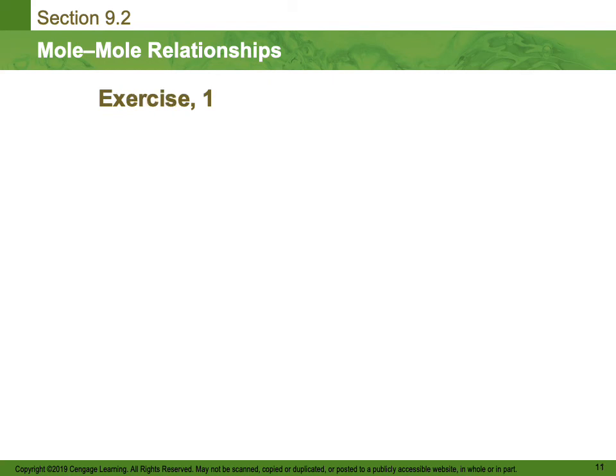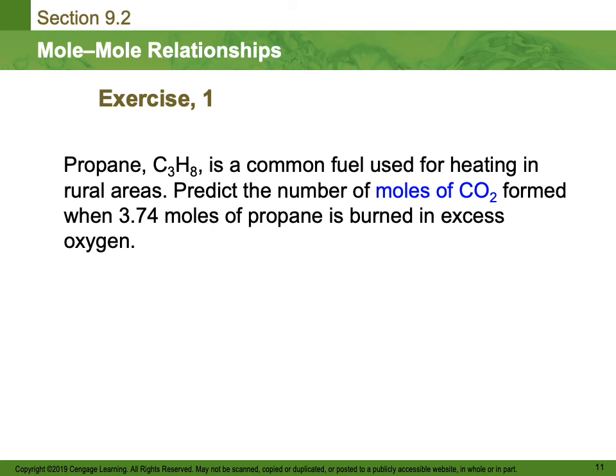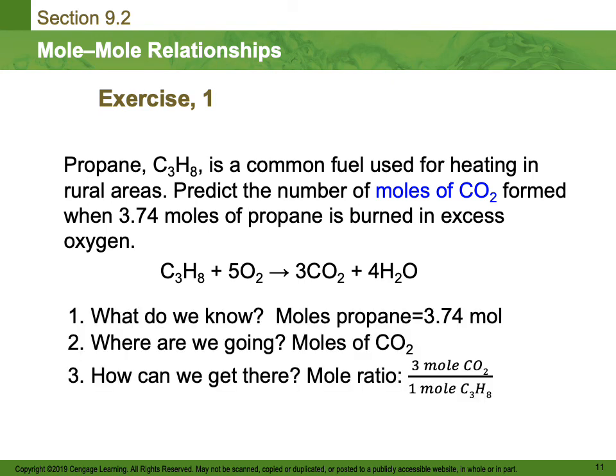So let's try another example. Here we are going to look at a combustion reaction where the molecule propane, C3H8, is burned in the presence of plenty of oxygen. So again, more oxygen than we need. And we are starting with 3.74 moles of propane. It's burned in excess oxygen, and we want to predict the number of moles of carbon dioxide that will be formed in this reaction. So again, we start with our balanced chemical equation, and then the first question is, what do we know? We know moles of propane.